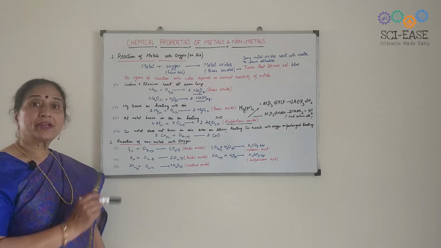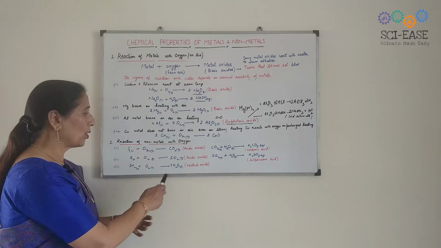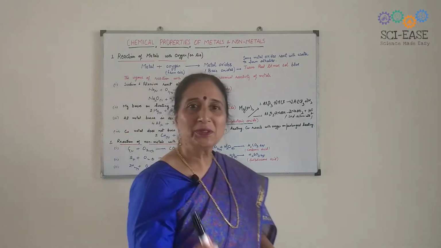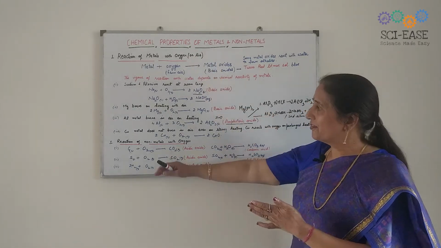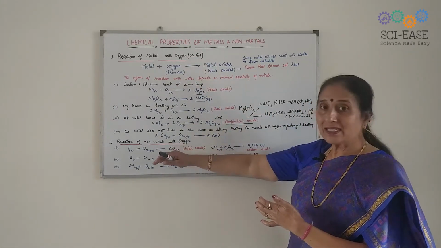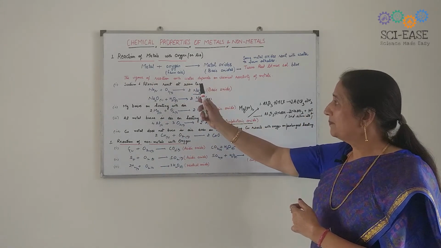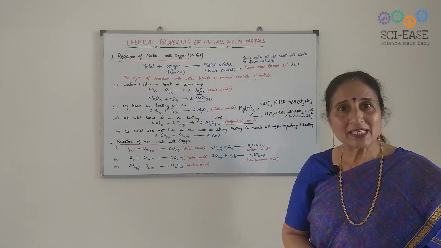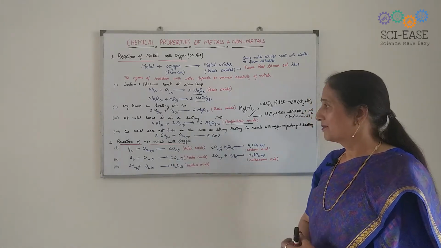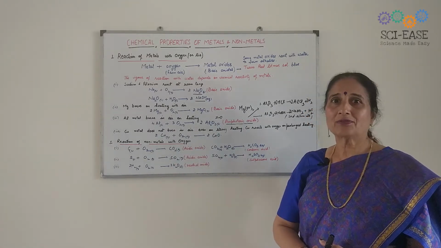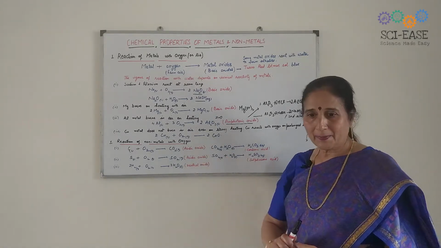Oxygen, it can react with hydrogen also. And this will result in the formation of water, which is a neutral oxide. So, here is the difference between the metals and non-metals. Metals, when they react with oxygen, they result in the formation of basic oxides. And the non-metals, when they react with oxygen of the air, they result in the formation of acidic oxide.